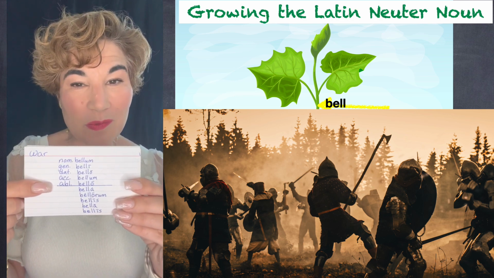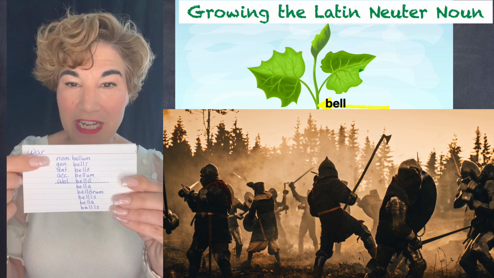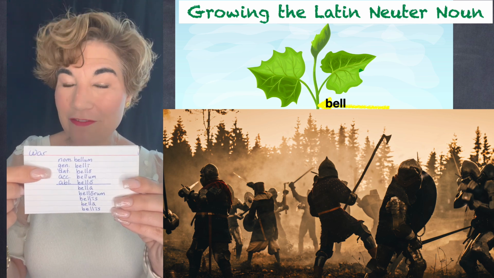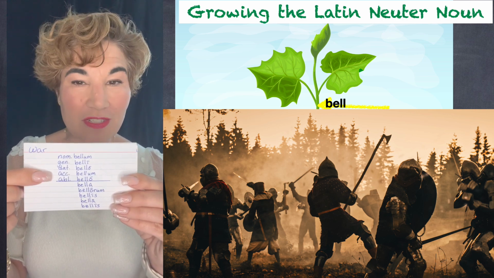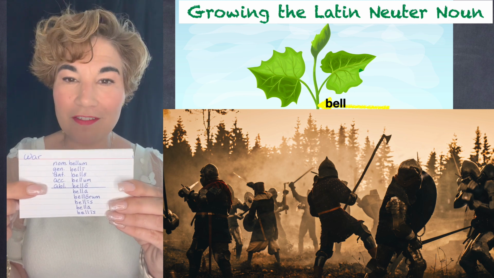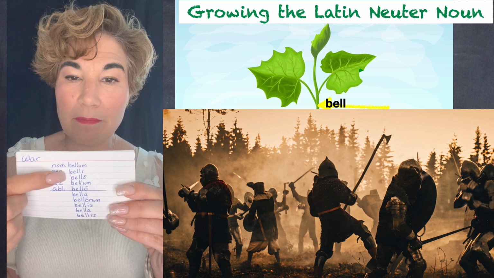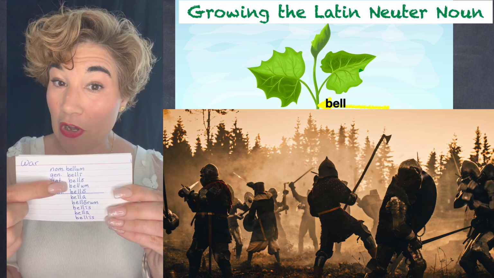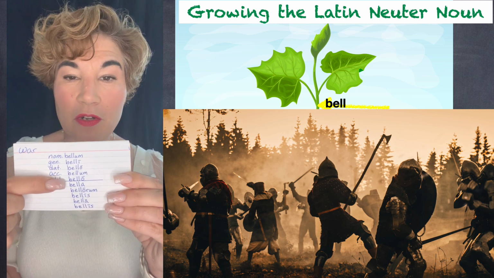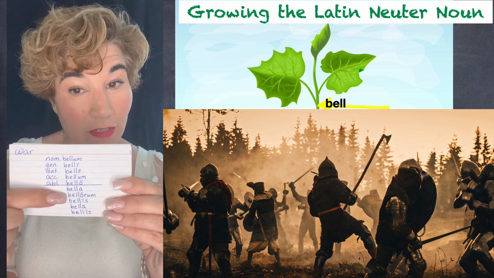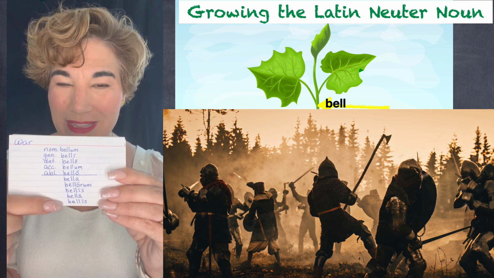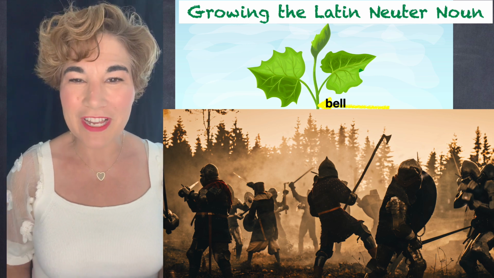Here are my cases once again: nominative subject, genitive possessive, dative indirect object, accusative direct object, and ablative object of the preposition. So our word is bellum, bellī, bello, bellum, bello, bella, bellorum, bellīs, bella, bellīs. That one's pretty simple, right?